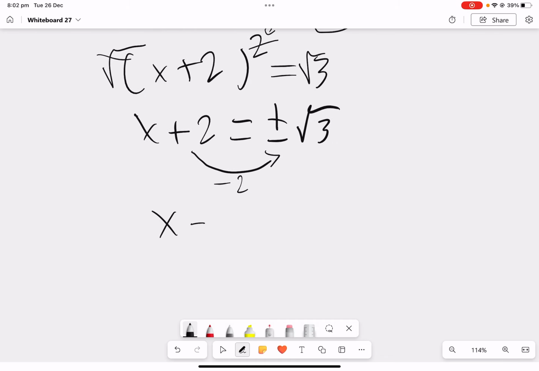So x is equal to negative 2 plus or minus the square root of 3. And that is our answer.